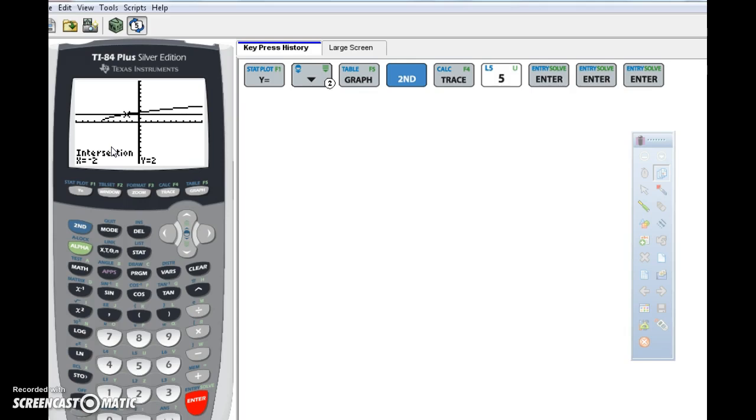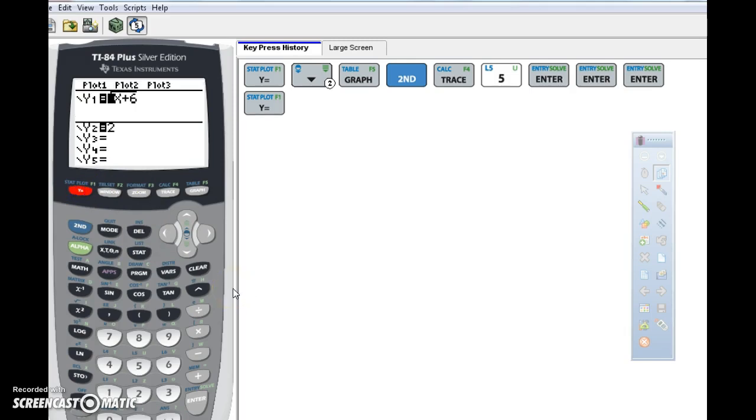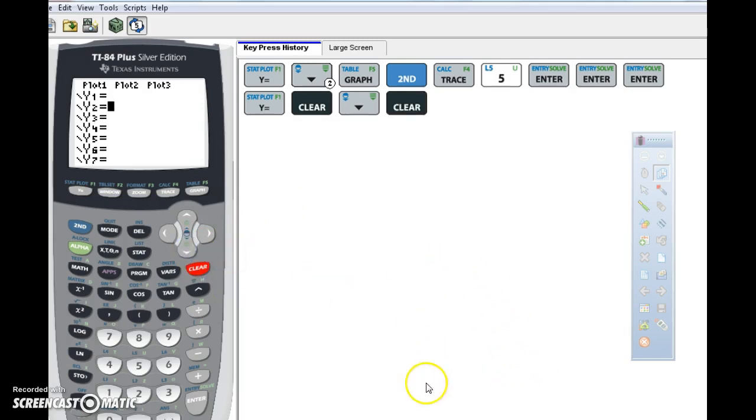Let's look at the second problem that's on your sheet on the back. Hit enter. Again, and one more time. All right. So we're going to go back to the y equals screen and clear it out. And we're going to do the next problem that we have. Let me clear this as well.